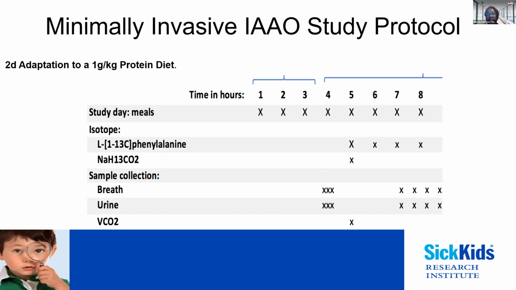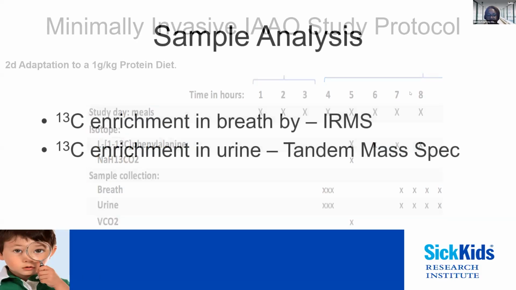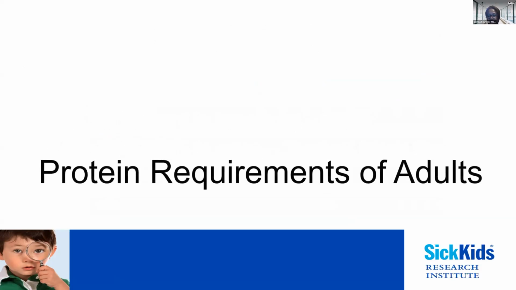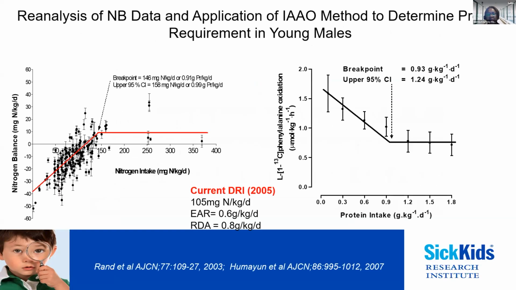We collect breath and urine samples at baseline before the isotope and subsequently at 2.5 hours after. We also measure VCO2, the production of carbon dioxide, in order to calculate the rate of production of 13CO2, which is our main endpoint. We analyze our breath samples on isotope ratio mass spec and our urine samples on tandem mass spec. And so using this method, we've studied the protein requirement in young adults.